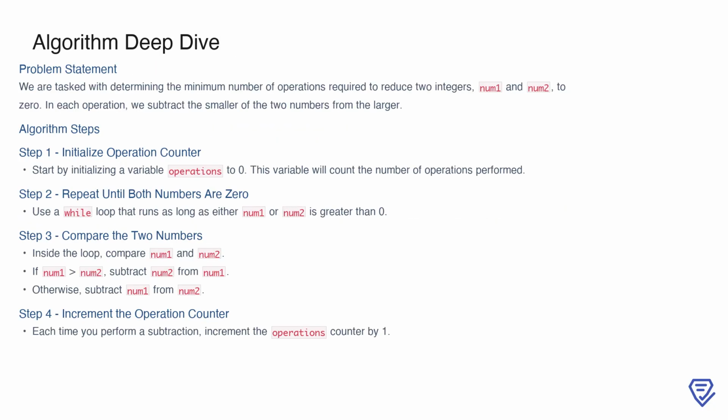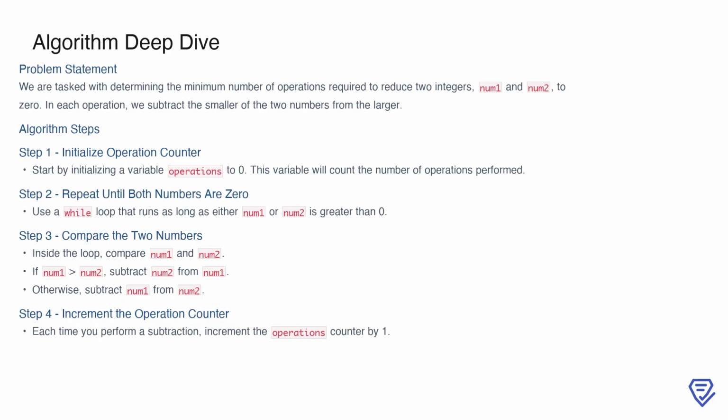To solve this problem, we need to determine the minimum number of operations required to reduce two integers, number1 and number2, to 0. The operation we are allowed to perform is to subtract the smaller number from the larger one, repeatedly, until both numbers are 0. To begin, the first step is to initialize a counter variable, called operations, and set it to 0. This variable will track how many operations we perform.